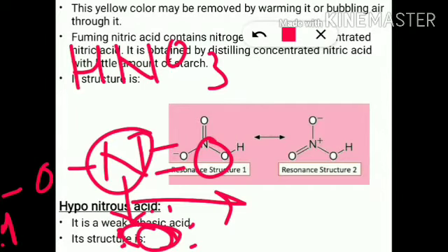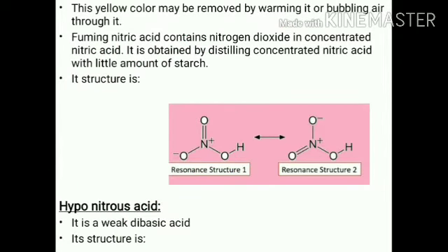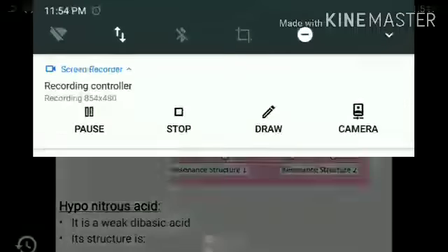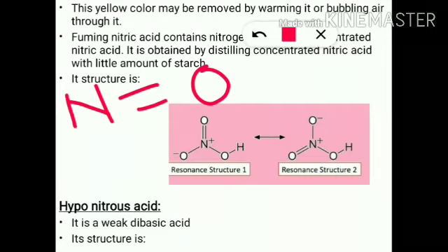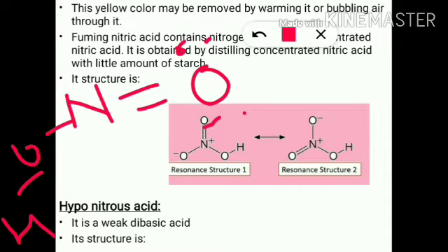Okay, resonance is possible. I would like to show resonance. N, O, O H, and then O, then O. Okay, nitrogen donates electron to oxygen, so nitrogen takes a plus charge and oxygen gets the minus charge.